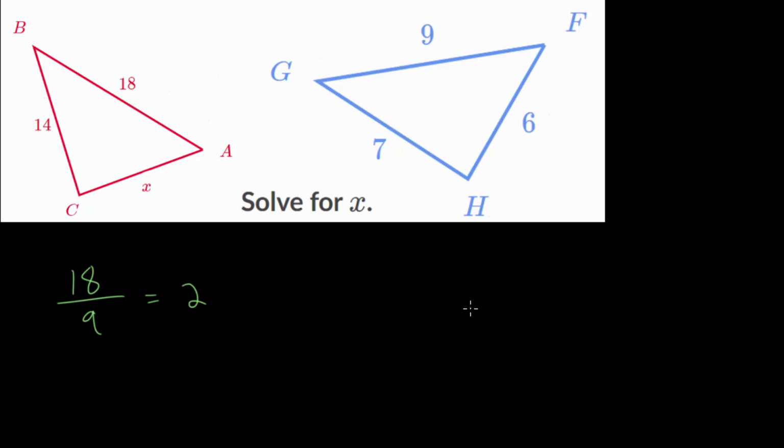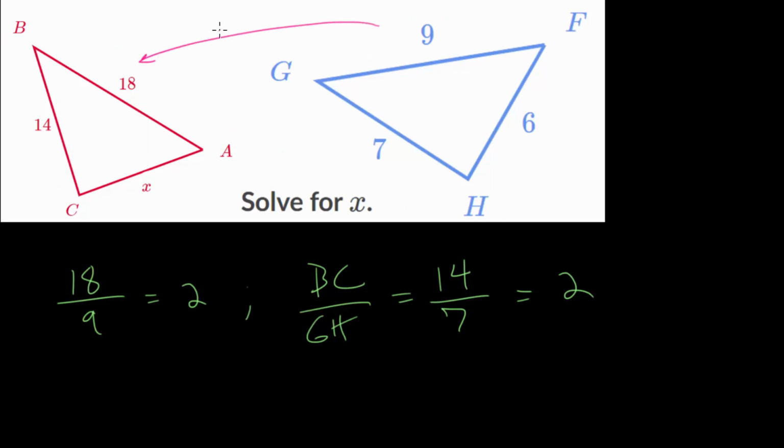And if that ratio of corresponding sides, when we look at the other sides, is also 2, then we know these are similar. We can do the middle sides, which looks to be BC and GH. If we do BC divided by GH, we get 14 over 7, which is also 2. So in essence, what we figured out is that to go from this triangle GFH to this big triangle BAC, all of the side lengths get multiplied by 2.